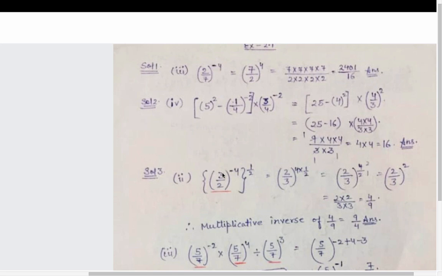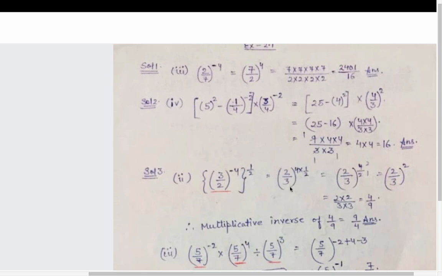Let's start. 3 by 2 whole raised to power minus 4. That means this is the base. What is the base? 3 by 2. Since it has a negative power, to make it positive power, take the reciprocal, so it becomes 2 by 3. What is the relationship between these two values? In the last lecture, I explained that if it is x raised to power m whole raised to power n, then it simply becomes x raised to power m into n. That means the relationship between these two is of multiplication.